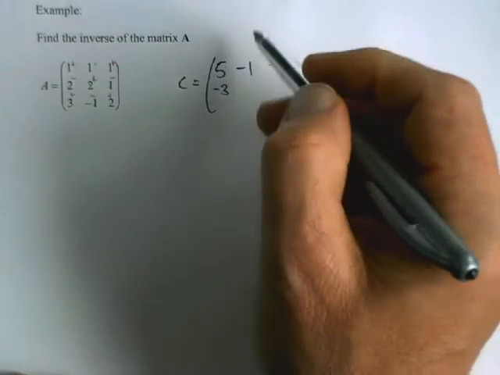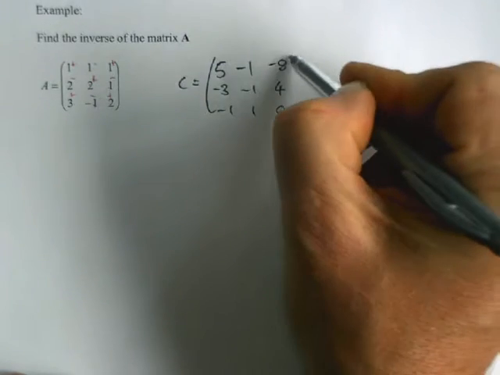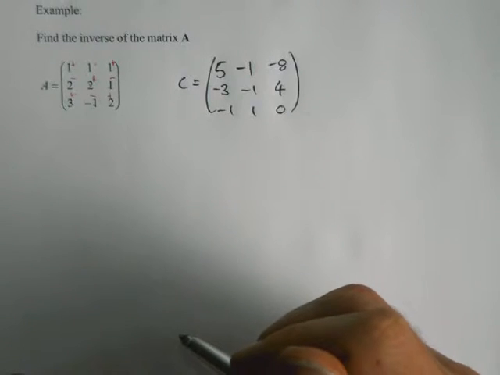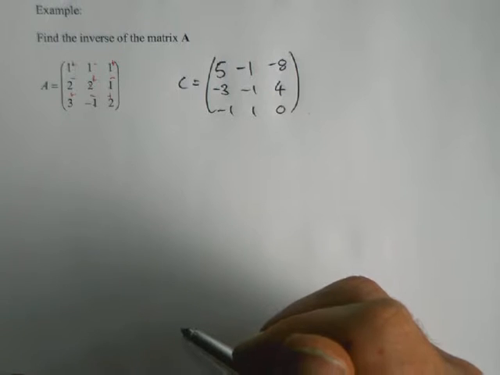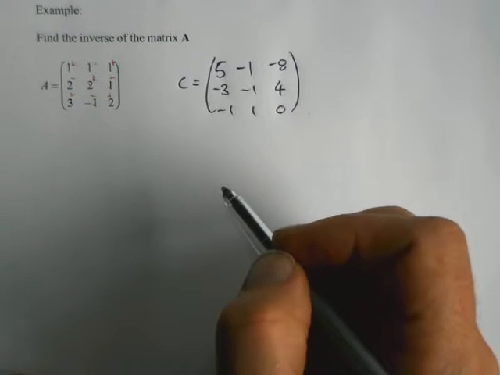What have we got here? We've got 2 take away -1, which is 3, and it's negative. And you can carry on and just check that I've got the rest of them right. I think you'll find it comes out to be that. Okay, so there's the matrix of cofactors.